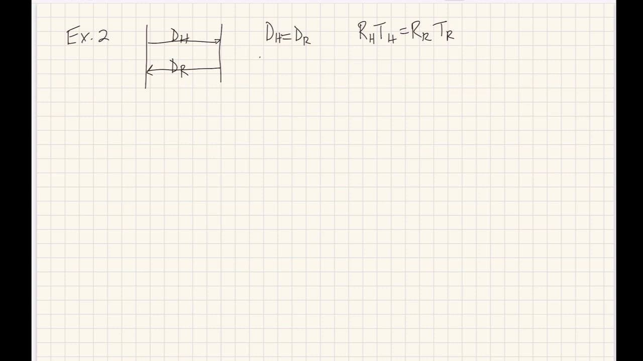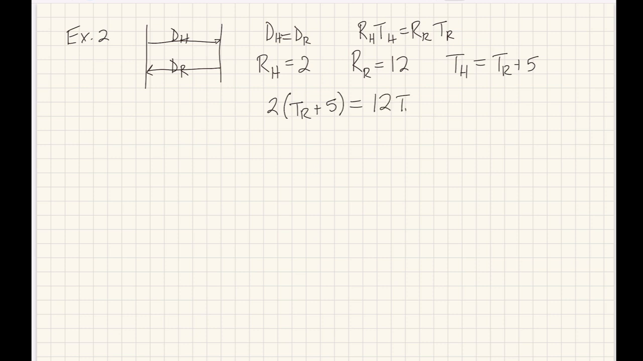We also know that the rate that they were hiking was 2 miles per hour, and the rate of riding was 12 miles an hour. And then it said that it was 5 hours longer, so their time hiking would have been the time of riding plus 5, because it was 5 hours longer. All right, now we're just going to substitute all of this in. So we have 2 times tr plus 5 is equal to 12 tr.